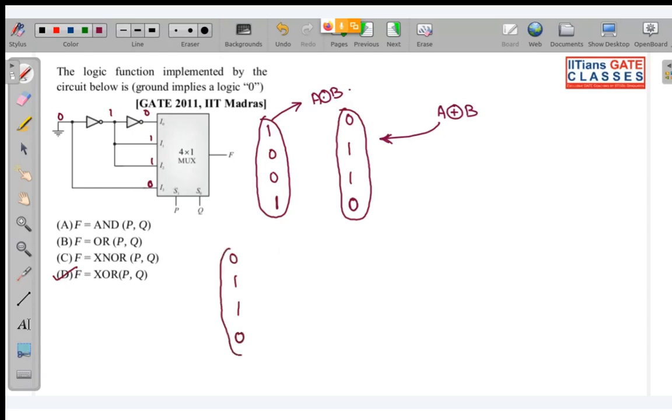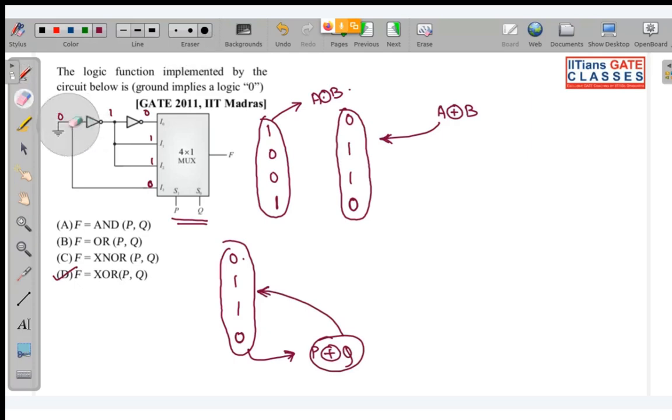For which logic gate do you see such kind of output? Directly how to solve this question. As there is P and Q over here, if you do P XOR Q, you will be getting your output like this. So that means this mux is actually giving you output as P XOR Q.